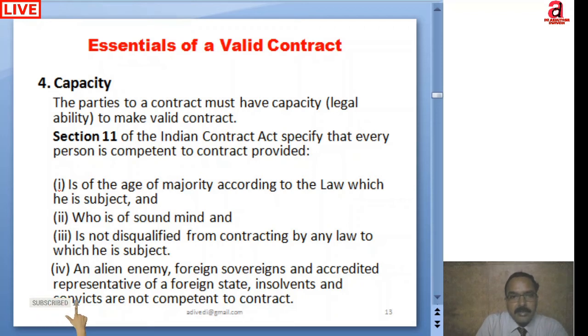Let's understand again. First point, a minor cannot enter a contract. Only a major above the age of 18 can have capacity to enter a contract. Number two, a person must be of sound mind. A person of unsound mind cannot enter a contract. Next point, a person disqualified by any law is not capable to contract. An alien enemy, foreign sovereigns, a convict, an insolvent, these people are also not competent to contract.